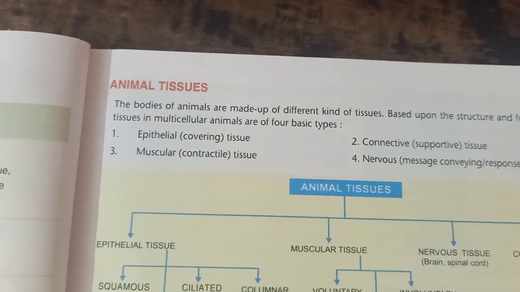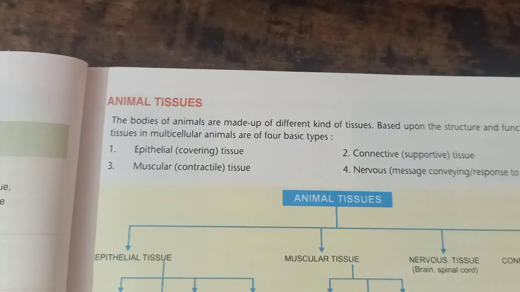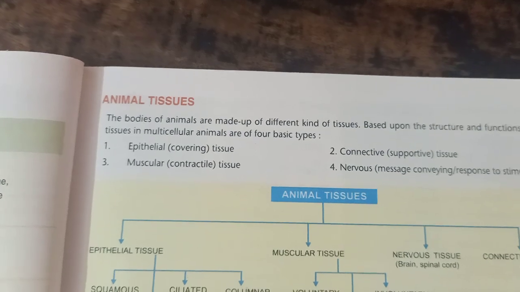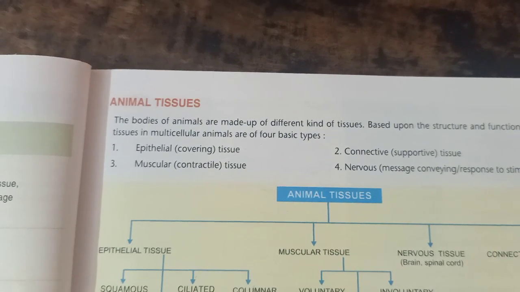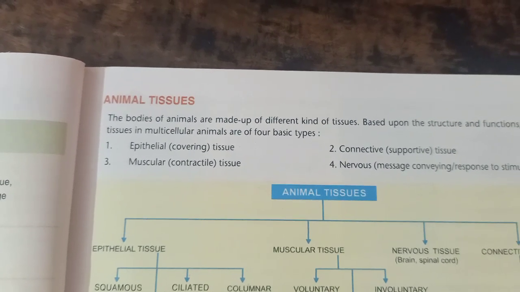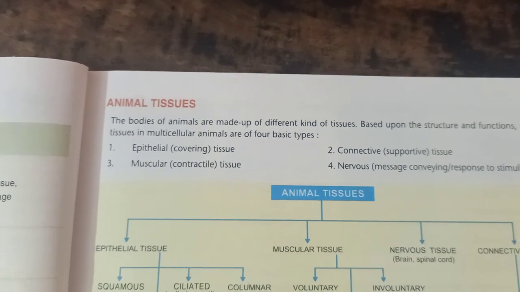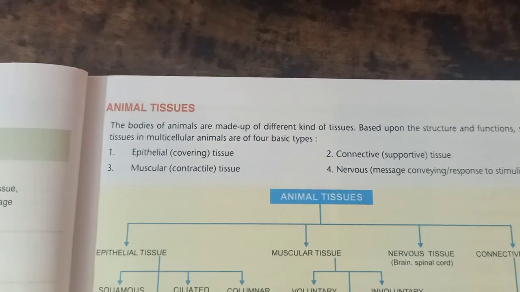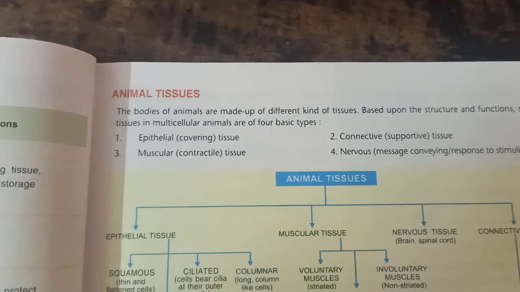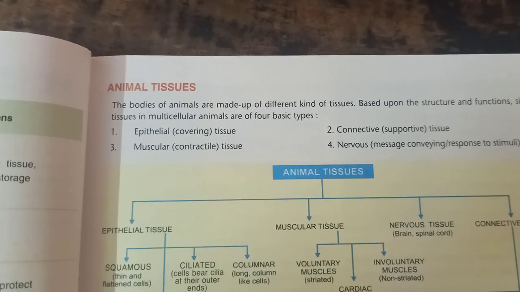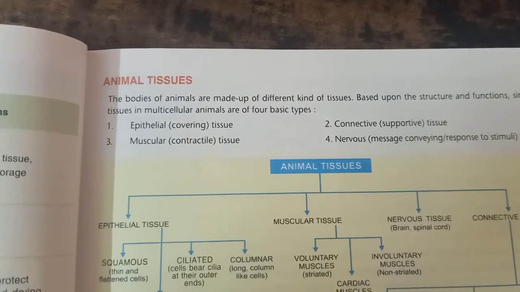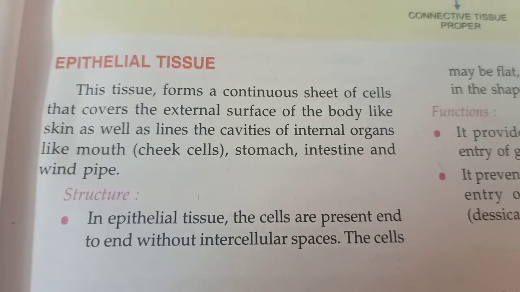First is epithelial tissue, or we can say covering tissue. Second is connective tissue, or we can say supportive tissue. Third, muscular tissue, or we can say contractile tissue. Fourth, nervous tissue, or we can say the tissue which conveys the messages and which responds to the stimuli. So here we study in detail about each of these four basic types of animal tissues. So first we start with the epithelial tissue.